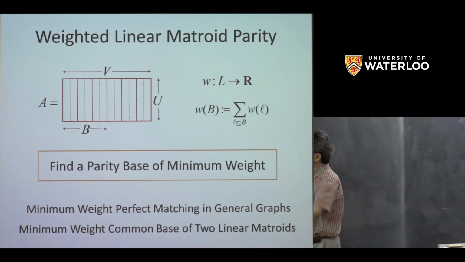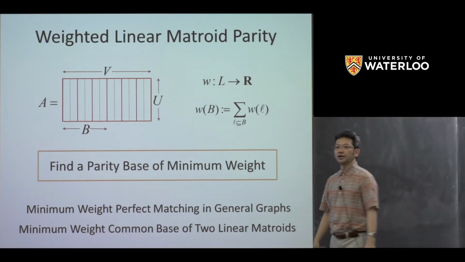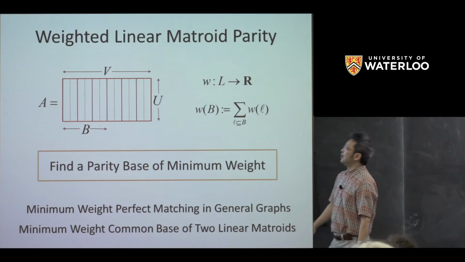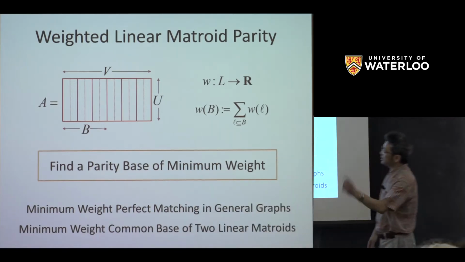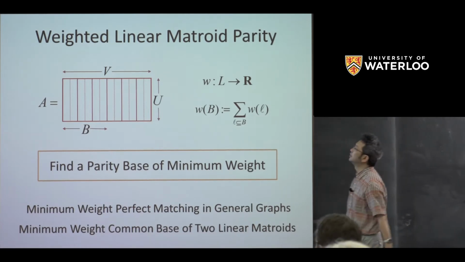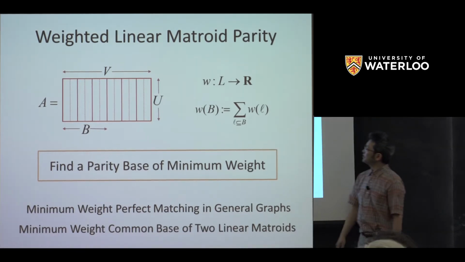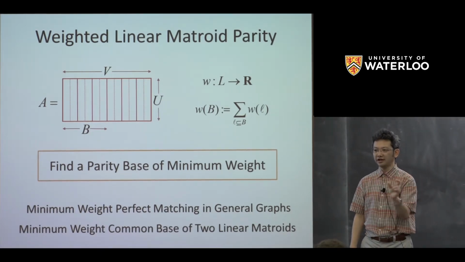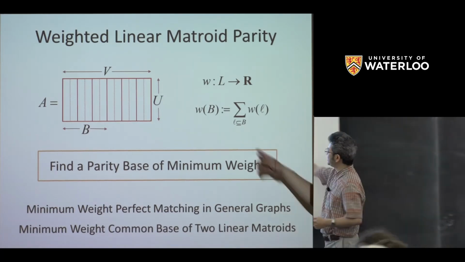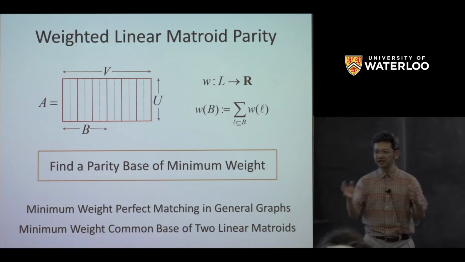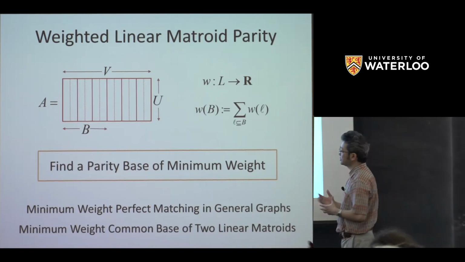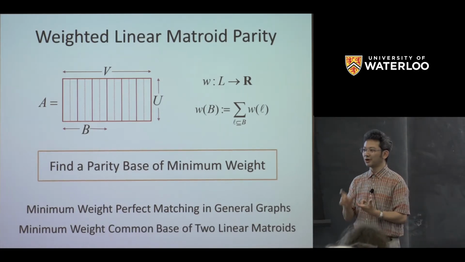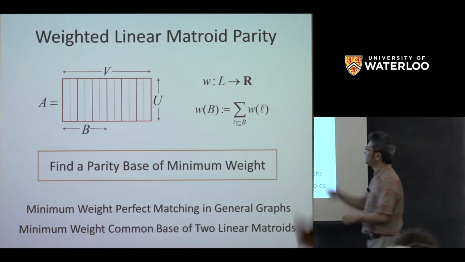Now, let me talk about this weighted linear matroid parity problem. Coming back to this problem, we have a matrix A, where each column is partitioned into pairs, and in addition to that, we suppose that all lines have their own weight. Okay, each line has its own weight. And the weight of a base B is just the sum of the weights of the lines in it. Okay? Now we want to find a parity base. Parity base means a base that is simultaneously a parity set. Okay? Now find a parity base of minimum weight.